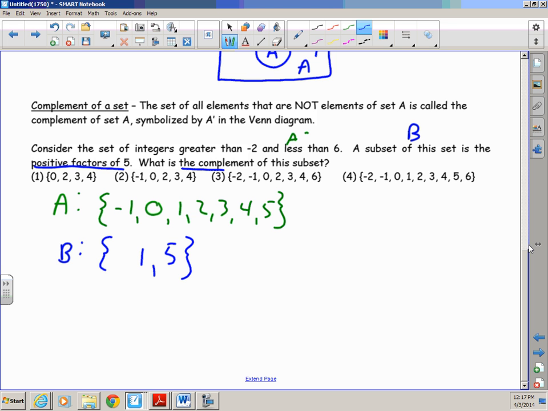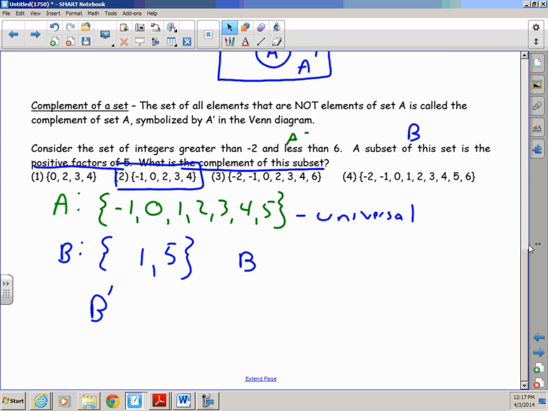What is the complement of this subset? So in other words, this is the universal set. This is my set B, and I want the complement of B. In other words, what is in A but not in B? And the answer there is those numbers there. Okay? So again, what we covered today is various ways to represent sets of data.